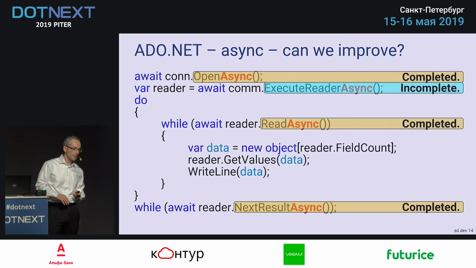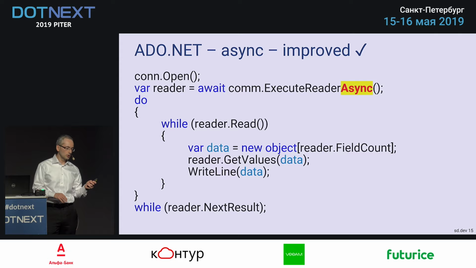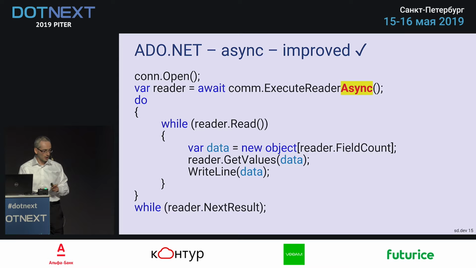So if you want to extract maximum efficiency out of this code, it turns out that we only want to use async in one place. We only want to use async for the task that's going to be incomplete. And the other three invocations are better off with the former synchronous code.